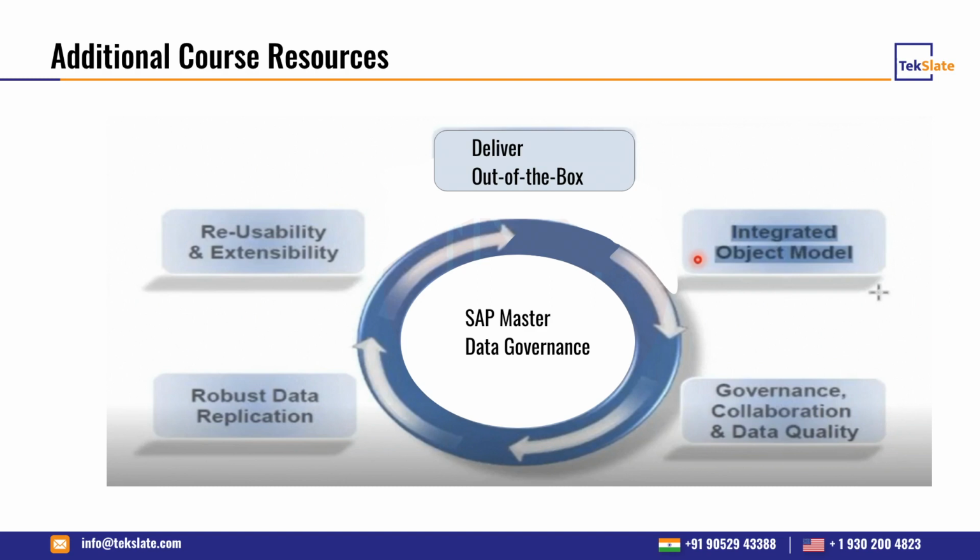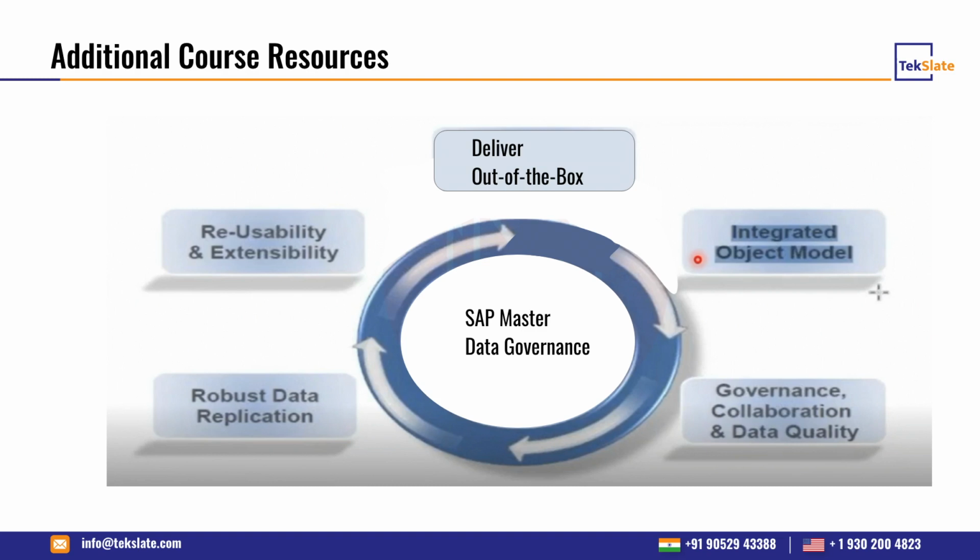If you take business partner, we have a BP data model. So we have integrated models here. Once the integrated model is done, then we have data governance, collaboration, and data quality. In this we will have validations, derivations, as I said previously, data address enrichments, and duplicate check. All these concepts come under governance, collaboration, and data quality.